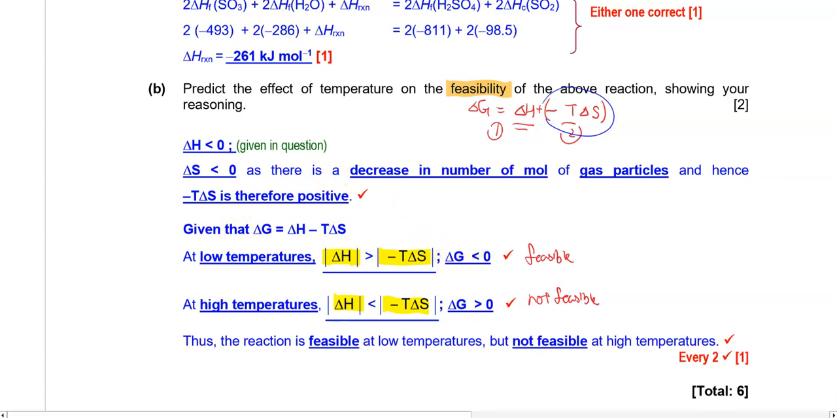So this is our standard phrasing for feasibility, a qualitative explanation. You need to consider both low and high temperature, especially if the two signs differ. Delta H is negative, but negative T delta S is positive. So especially if the two signs are opposite of each other, we need to consider the different situations at both low and high temperature. With this, there are 2 ticks per mark. Every 2 ticks you get 1 mark. And that's question 3.